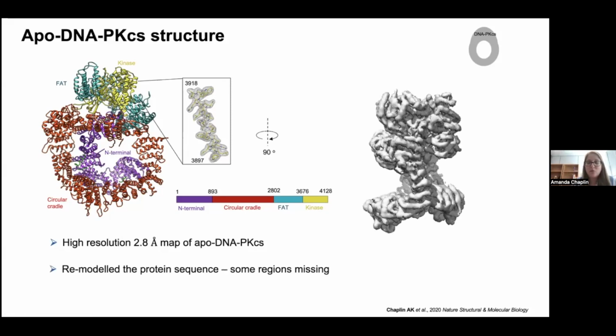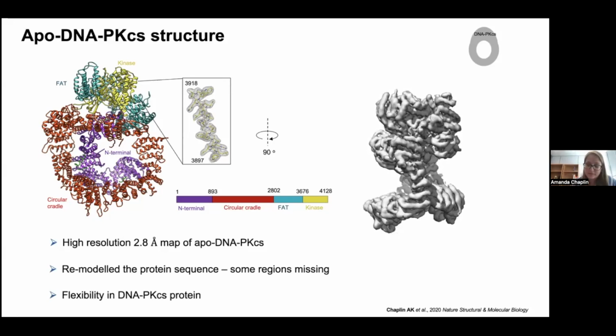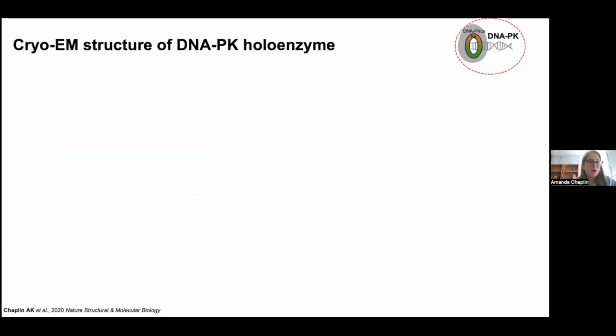And what's interesting is a lot of people always think structures are very static. But even in our structure of just DNA-PKcs on its own, we start to see some flexibility. We can see the N-terminal arm moving up towards this head region, even within just this data set. So we then went on and wanted to get a structure of the entire holoenzyme complex.